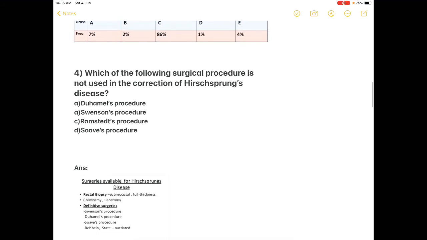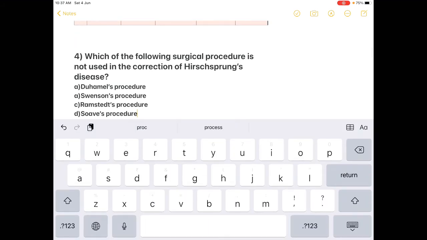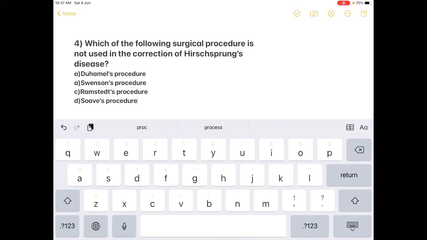Next question. Which of the following surgical procedures is not used in the correction of Hirschsprung disease? Option A, Duhamel's procedure. Option B, Swenson procedure. Option C, Ramstedt procedure. Option D, Soave procedure. The correct answer here is C, Ramstedt procedure. Why? Because the Ramstedt procedure is not used in the surgical correction of Hirschsprung disease. It is used for pyloric stenosis. We'll be discussing this in brief.